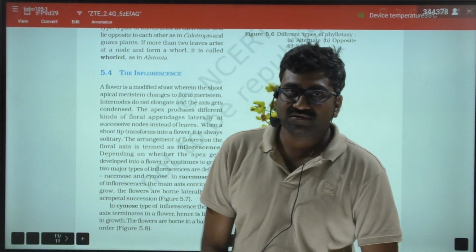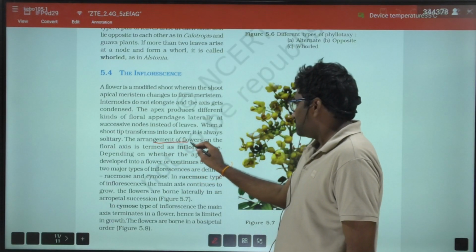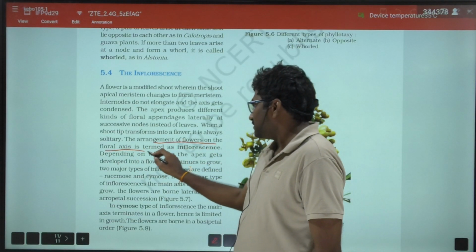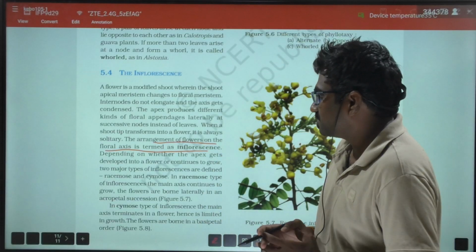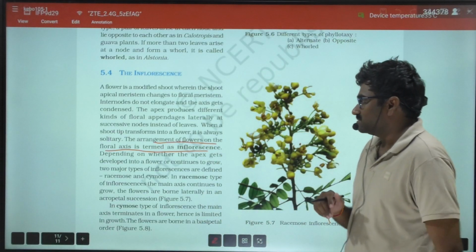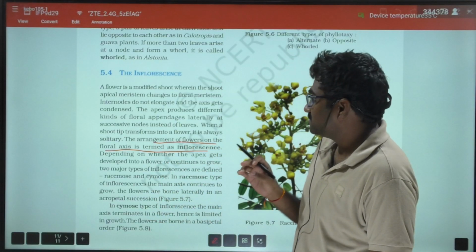Inflorescence. The arrangement of flowers on the floral axis is termed inflorescence. We have mainly three types of inflorescence: racemose, cymose, special.